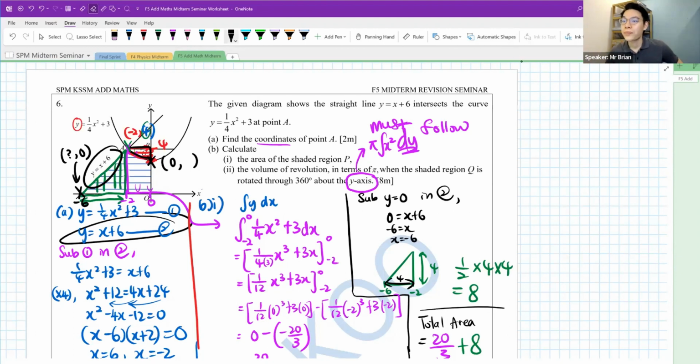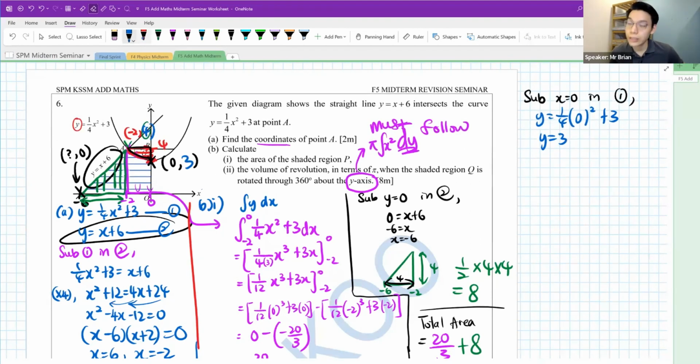So I'm going to sub x equals 0 into equation number 1, the curve, because I'm looking for the curve one. So y equals 1 over 4 times 0 squared plus 3, y equals 3. So here is (0, 3). Okay, so let's say I want to find out the red color. Let's try to do area first. Sorry, I shouldn't confuse you. Okay, you know what? Let's do volume. My bad.